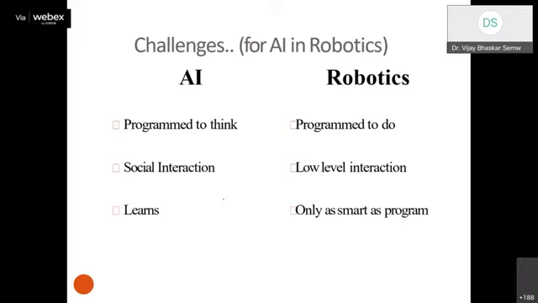We require social interaction, emotion recognition, gestures, and the capability to learn from external world data and then mimic or perform externally. Whereas in robotics, we require to do particular actions, so we program for them. We are not learning anything like in AI. In robotics, we write the program, and whatever program we write, only that much is performed. There is a very low level of social interaction. They do not interact like human beings interact with each other. They are only as smart as their programs.